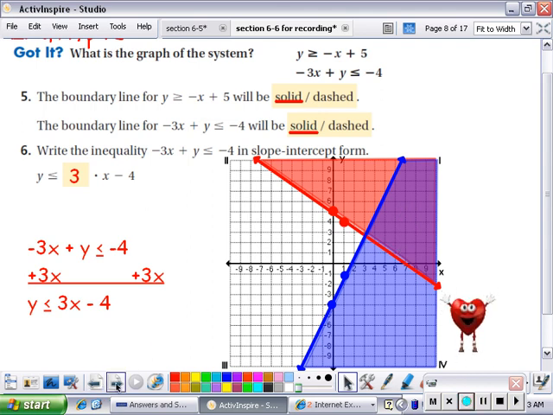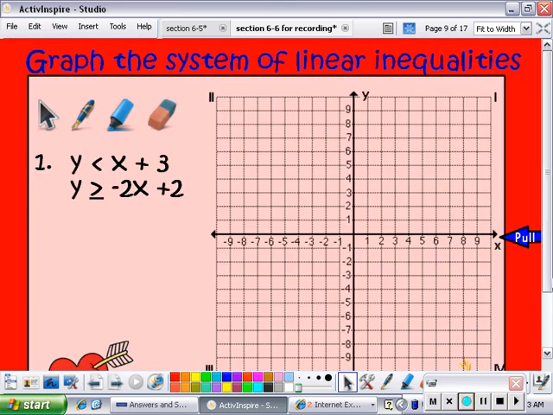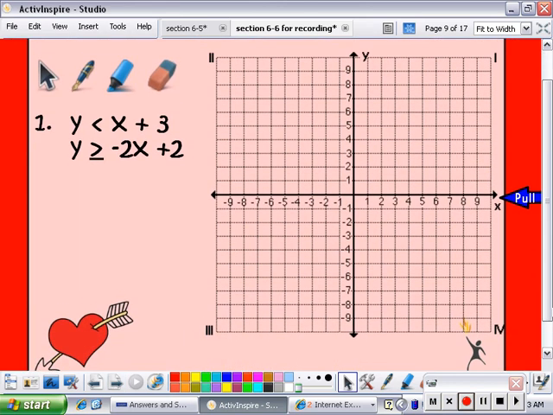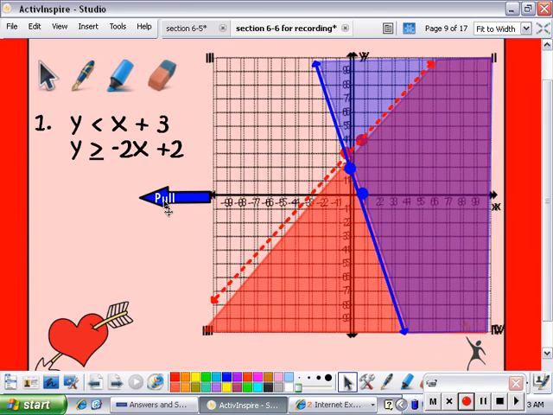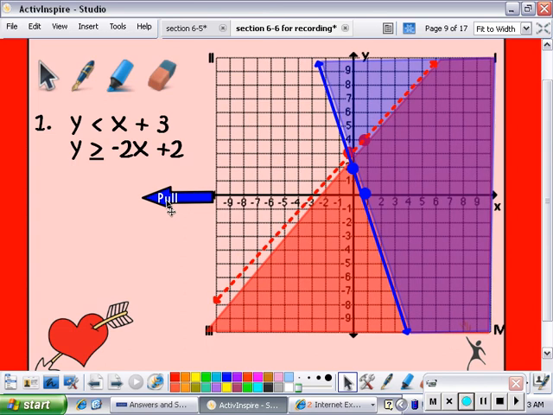Let's try another one. Notice both of the equations already have y by itself, so we're just going to go ahead and graph the two inequalities and then shade. So when we graph the first inequality, we put a dot on 3, up 1 and over 1. Notice this time we used a dotted line because it's not underlined. The second one we have is up to positive 2 and then down 2 and over 1. This one would be a solid line because it is underlined.